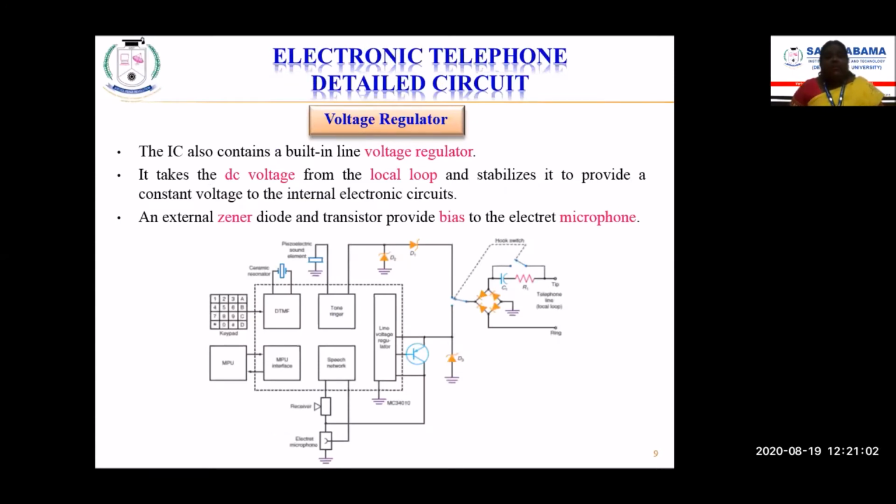So this IC also contains a built-in voltage regulator. It takes the DC voltage from the local loop and stabilizes it to provide a constant voltage to the internal electronic circuits. Well, you all know the functionality of a voltage regulator. What is the functionality of a voltage regulator? It regulates the voltage. It is nothing but a stabilizer.